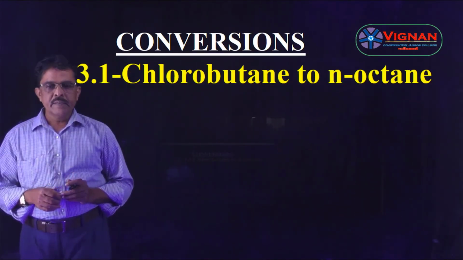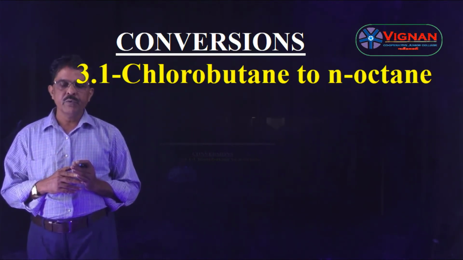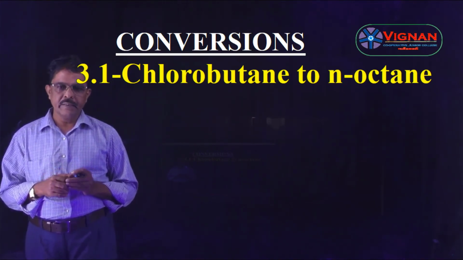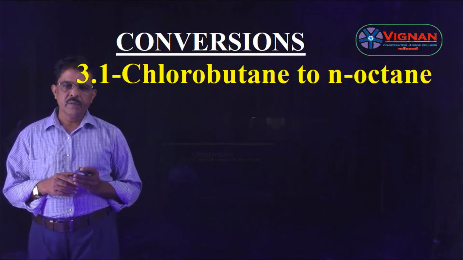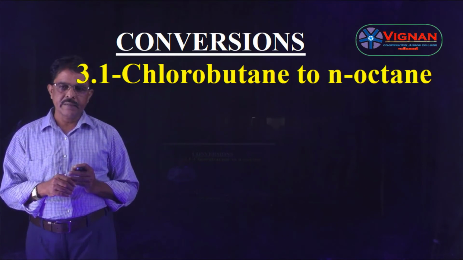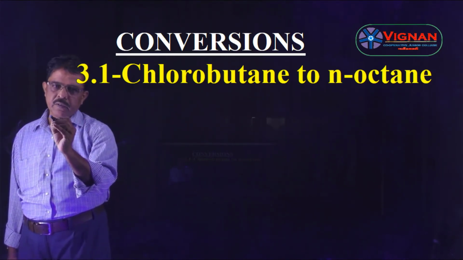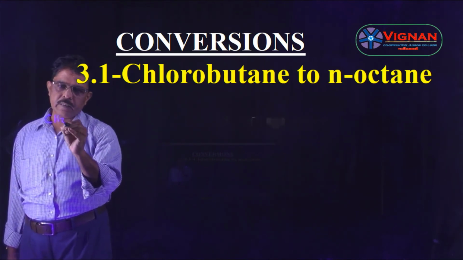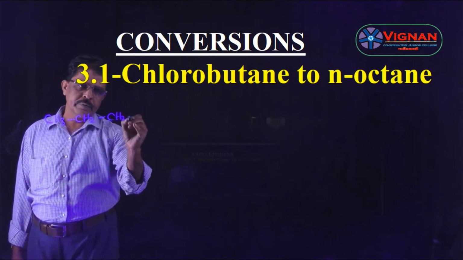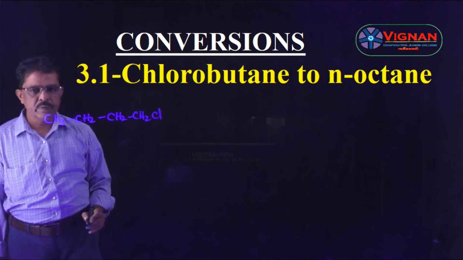Right? Third conversion is 1-chlorobutane to n-octane. How is it possible to convert the 1-chlorobutane into n-octane? So I want to write the first formula. 1-chlorobutane, CH3 CH2 CH2 CH2 Cl. This is the 1-chlorobutane.